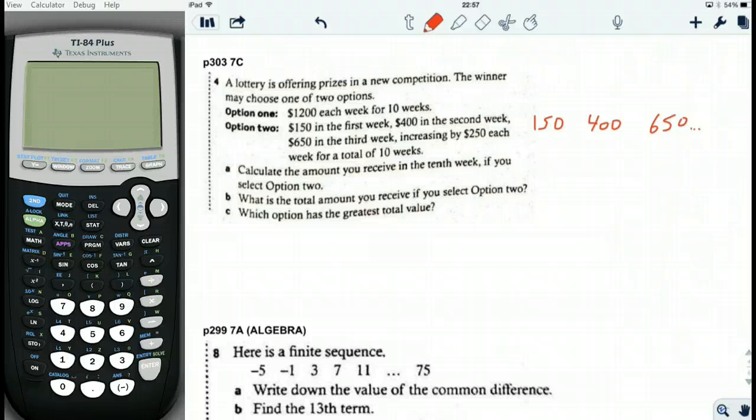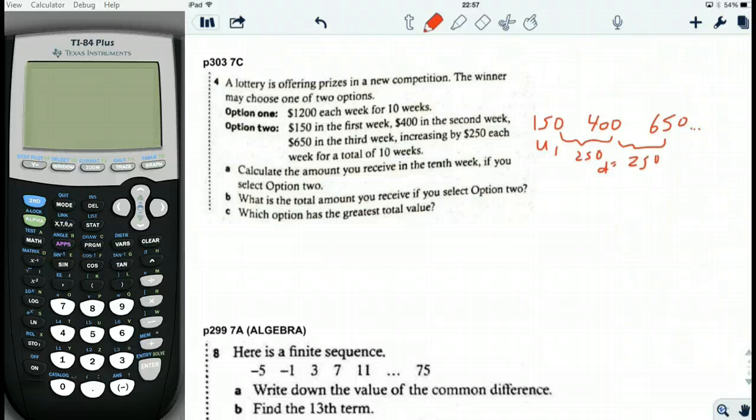Okay, so we know that the first week is 150. Do we know what d is already? We can calculate it, right? 400 minus 150 is 250. So it looks like, and let's check it here, yeah, d looks like it's equal to 250. So we got d too.